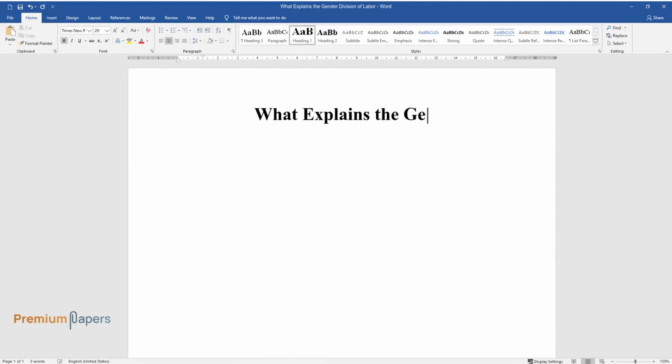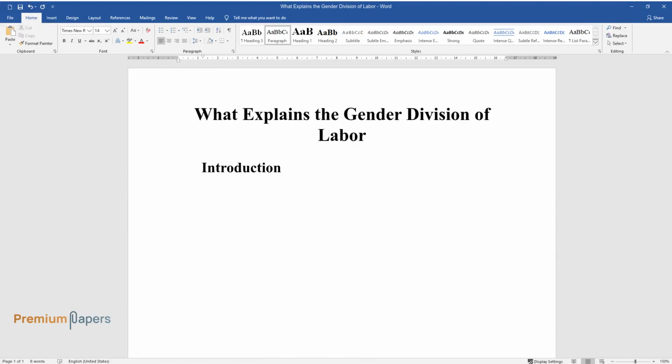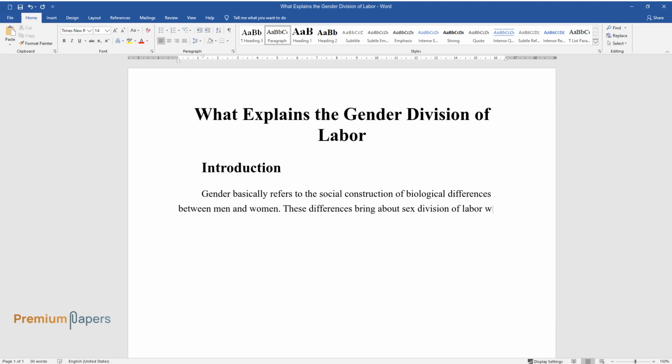What explains the gender division of labor? Introduction. Gender basically refers to the social construction of biological differences between men and women. These differences bring about sex division of labor, which makes gender scholars claim that division of labor on a sex basis brings about inequality between men and women.